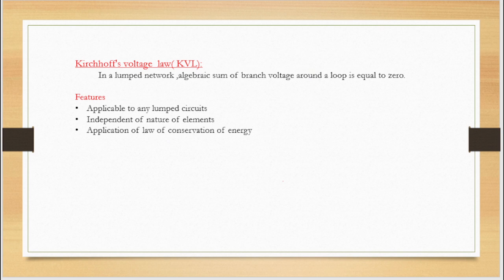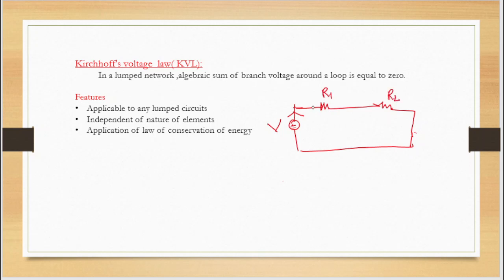Next we will see Kirchhoff's voltage law or KVL. It states that in a lumped network, the algebraic sum of the branch voltages around a loop is equal to 0. This is a network where there is a resistance and another resistance. This voltage is V. Now we can see that this is an active source, so current will leave through the positive terminal. This is resistance R1, this is resistance R2, and R1 and R2 are passive elements.